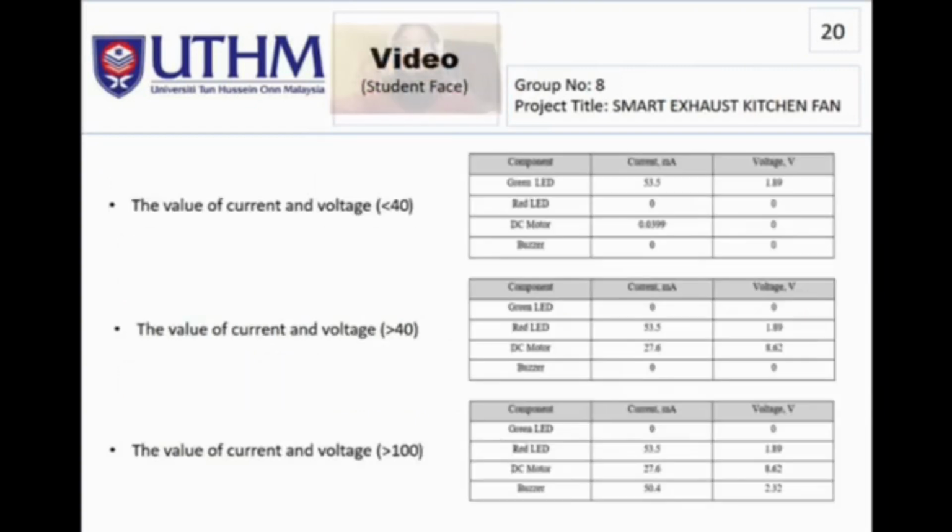Okay, the first table is the value of current and voltage below 40 degrees. And next, the value of current and voltage more than 40 degrees. And lastly, the value of current and voltage more than 100 degrees.